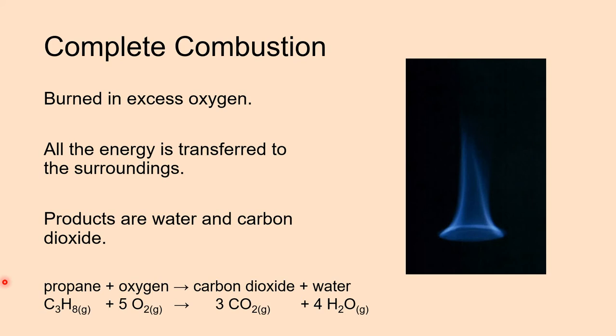Using the example of propane on the screen, we can see the word equation and the balanced symbol equation for propane. Can you use this to help you write the word equation and the balanced symbol equation for the complete combustion of ethane? Okay, so we would have ethane plus oxygen goes to carbon dioxide and water, and then I will let you check whether we have got it balanced.